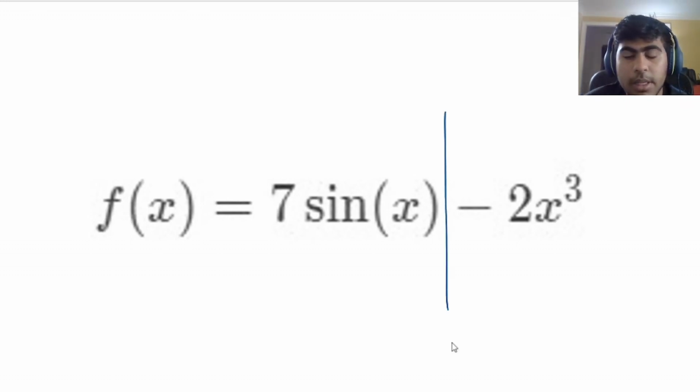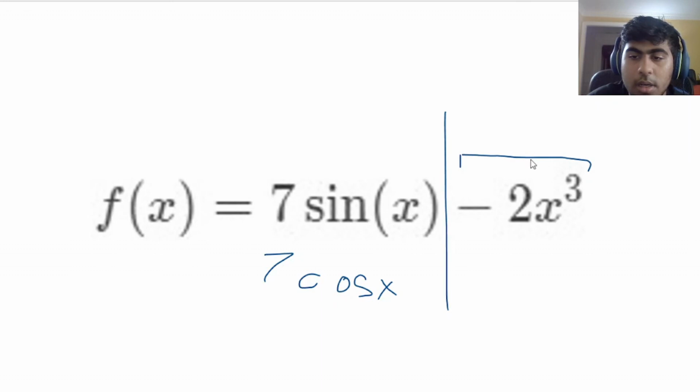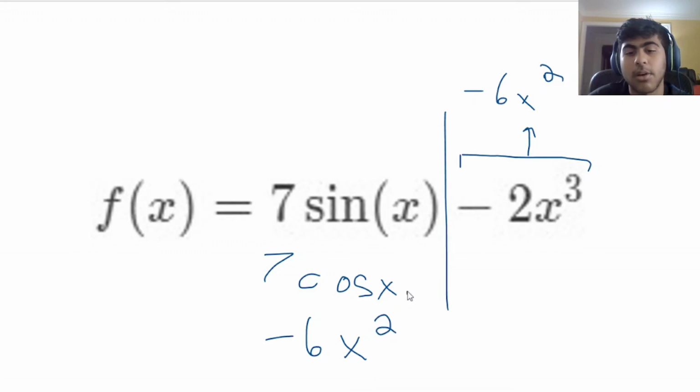All right, kind of the same thing, right? We split it up right here. 7 sine x is going to be like 7 cos x. And then here, this part right here becomes, bring 3 down, so we get negative 6. Let's subtract 1 from the 3, and we get x squared. So 7 cos x minus 6x squared, and that is our answer.